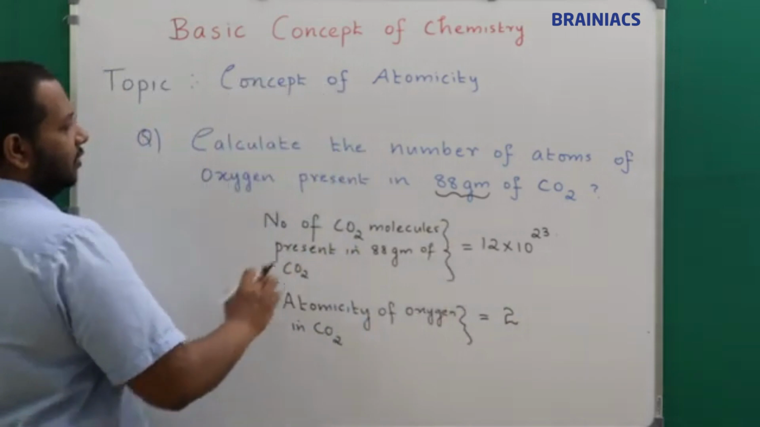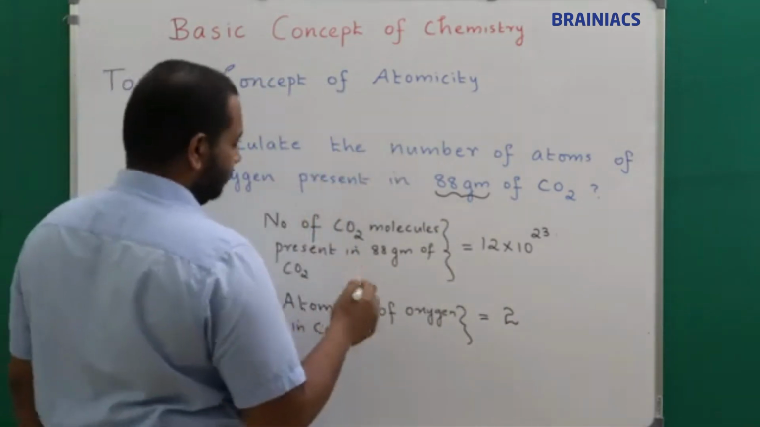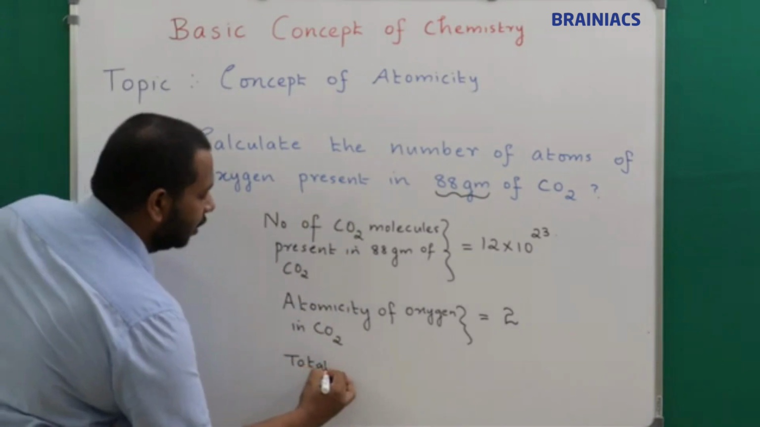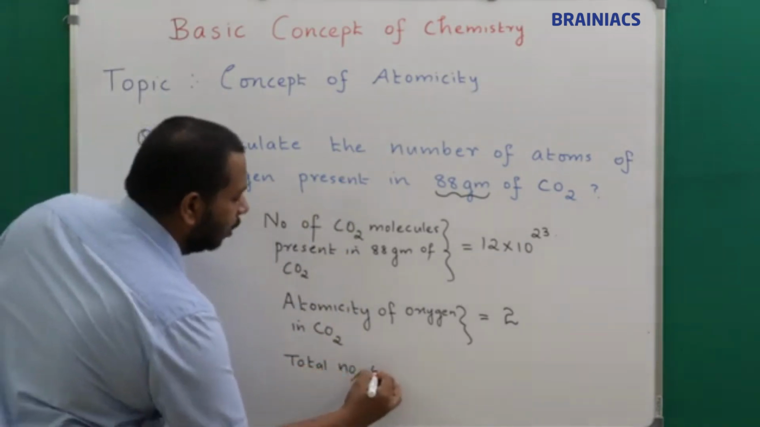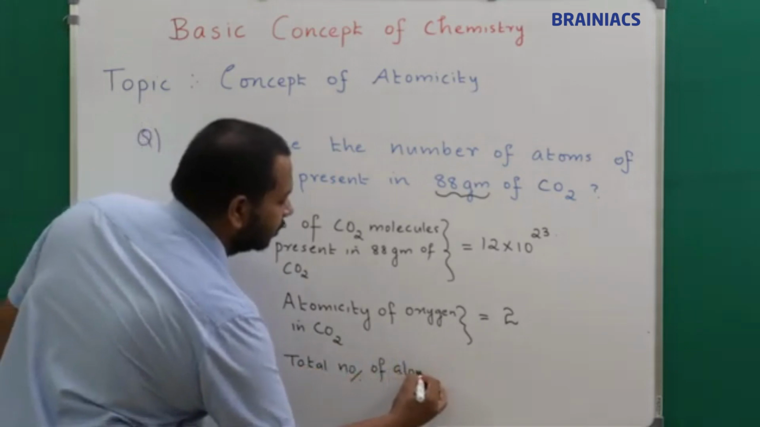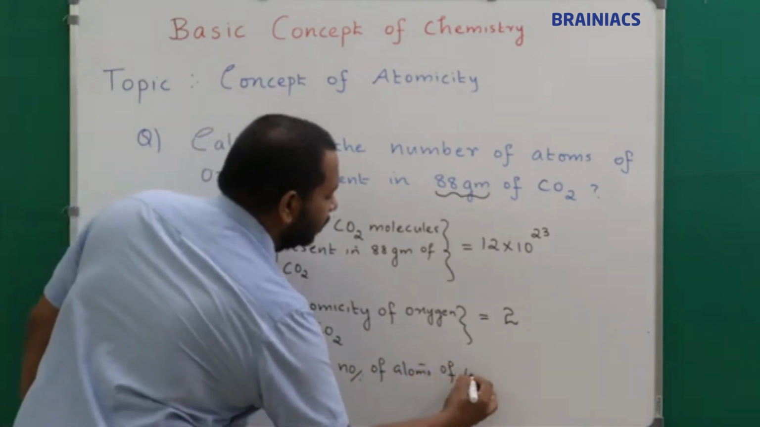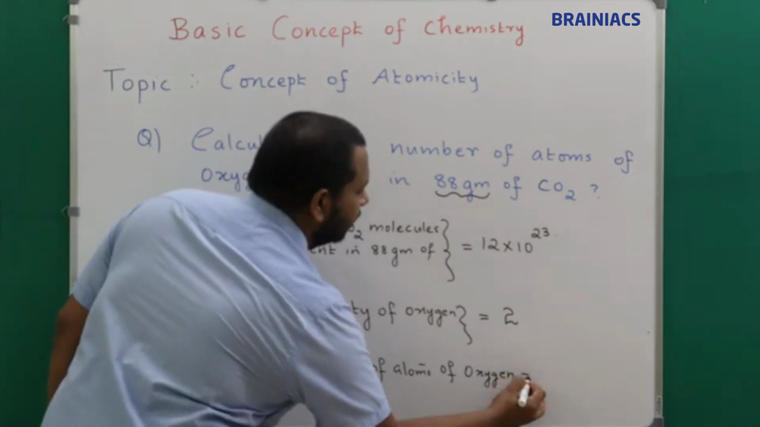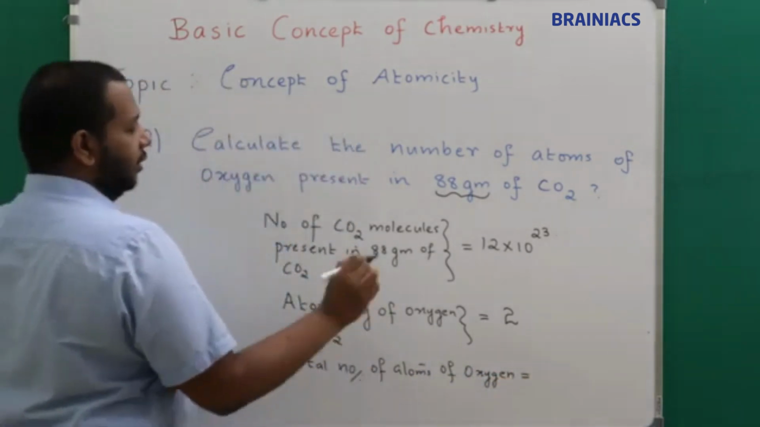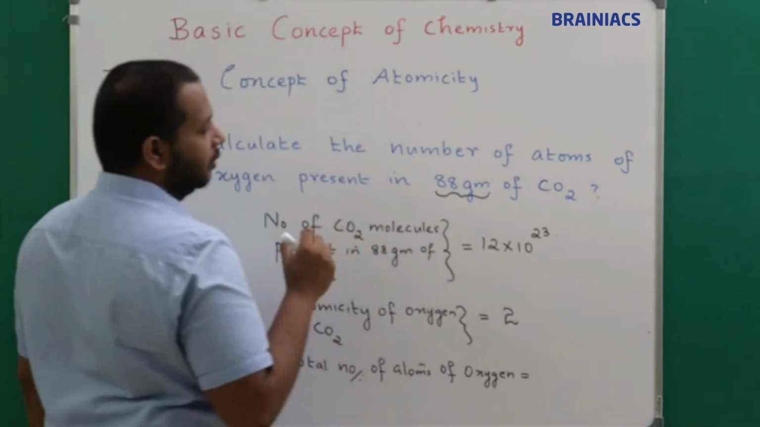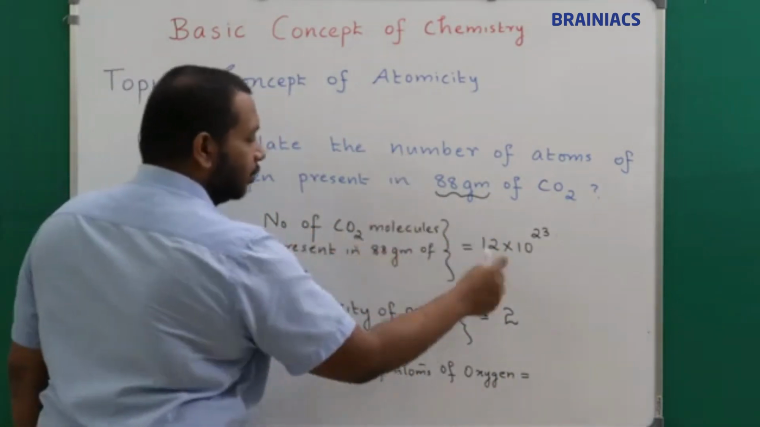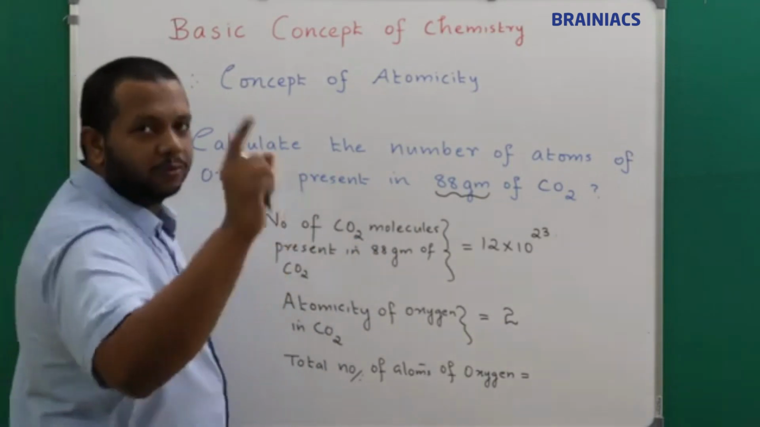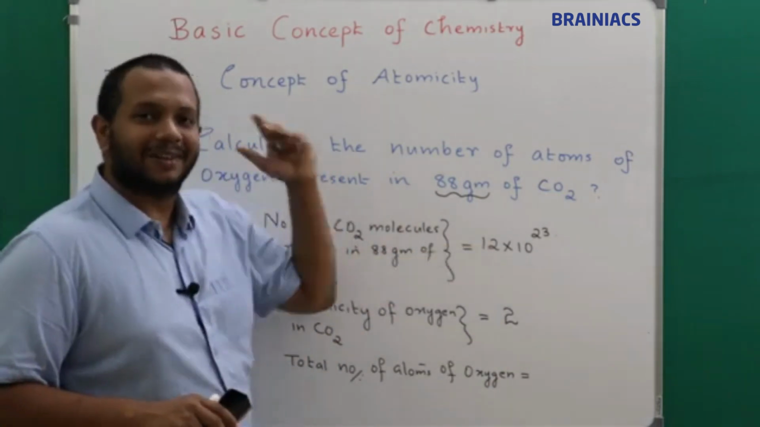Now what is the total number of atoms of oxygen? Total number of atoms of oxygen is equal to what? I know this is the total number of molecules, and each molecule has how many oxygen atoms? 2 atoms. So what should be done? 2 plus 2 plus 2 plus, like that you can do. That will take a huge amount of time.